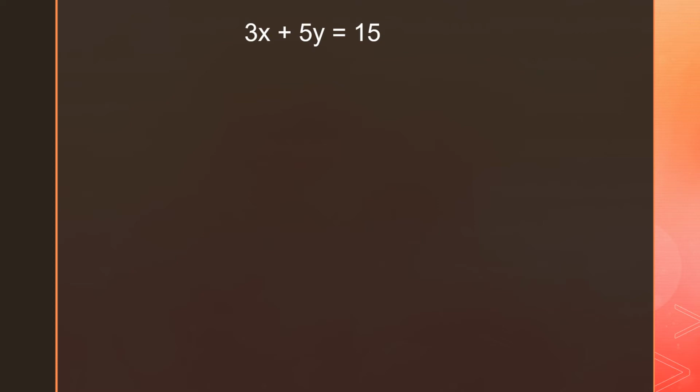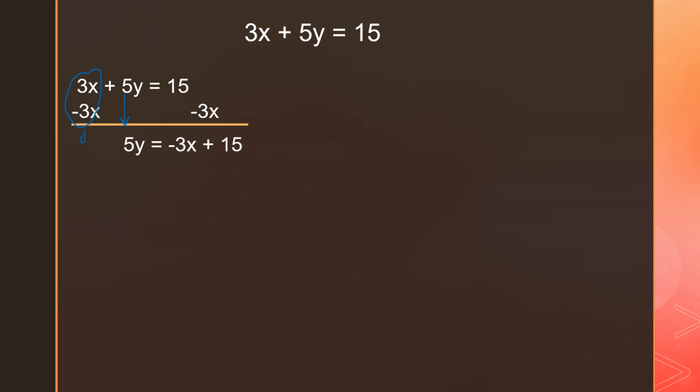No. Therefore, you have to rewrite this in the slope-intercept form. That is 3x plus 5y equals 15. Subtract both sides by 3x. Here we have 3x minus 3x, that is 0. Bring down positive 5y equals, you copy the negative 3x and the positive 15. You cannot combine them because they are not similar terms.